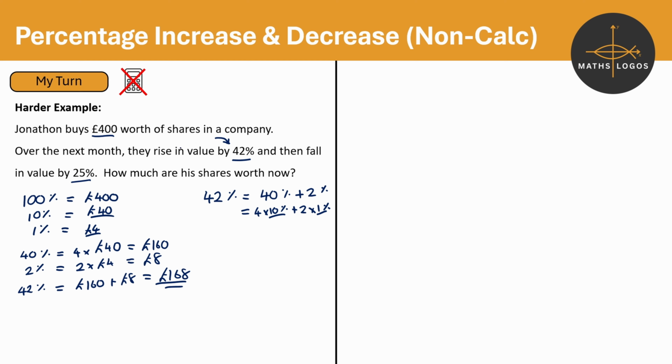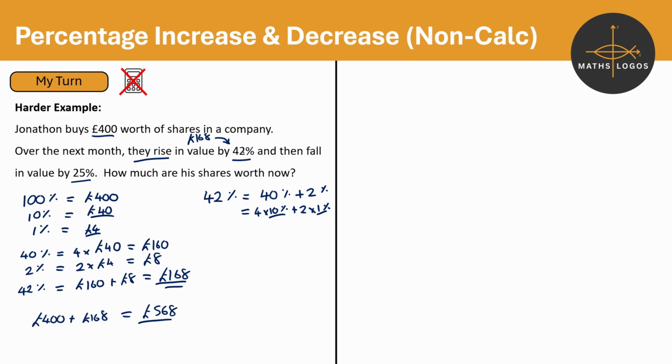He buys £400 worth of shares. Over the next month, they rise, so they're going up in value by 42%, by £168. Let's work out the new value of the shares. So they were 400, they've gained 168, so they're now at £568.